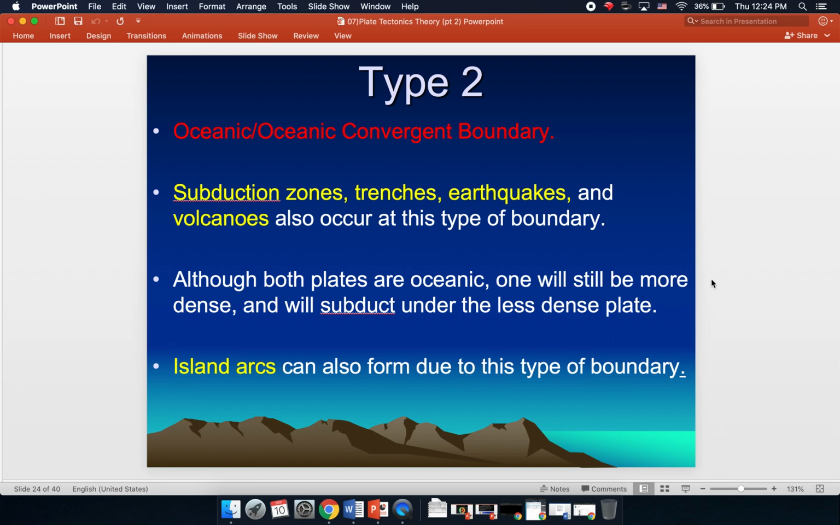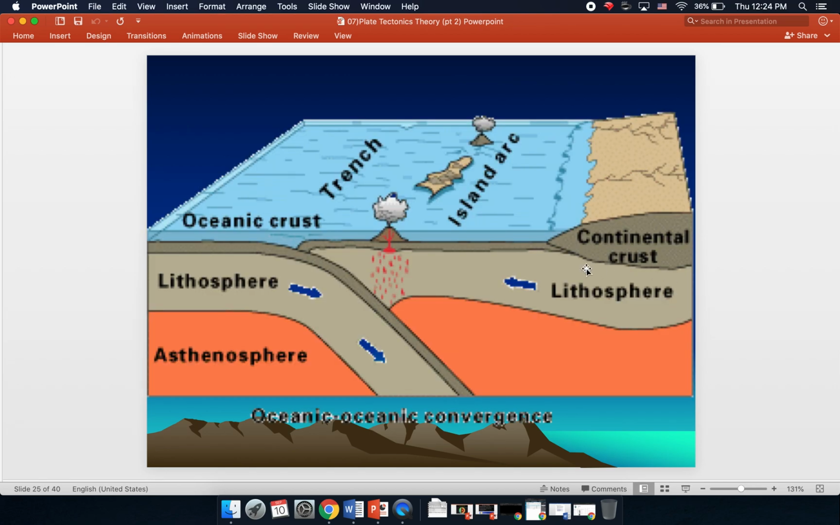Another type of geologic feature associated with an oceanic to oceanic convergent boundary is island arcs. They're kind of like the volcanic arc we saw on land in the last type of convergent boundary, but because there's no land involved here, because we're talking two oceanic plates, you get these island arcs, which you can see here. Everything I talked about in the last video is the same except for just a couple details.